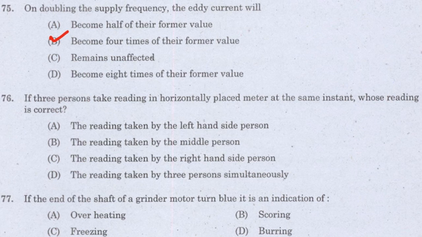If 3 persons take reading in a horizontally placed meter at the same instant, whose reading is correct? The reading taken by the left hand side person, reading taken by the middle person, reading taken by the right hand side person, reading taken by the 3 persons simultaneously. The right answer is option B, the reading taken by the middle person. If the end of the shaft of a grinder motor turned blue, it is an indication of overheating, scoring, freezing, burring. The right answer is option A, overheating.